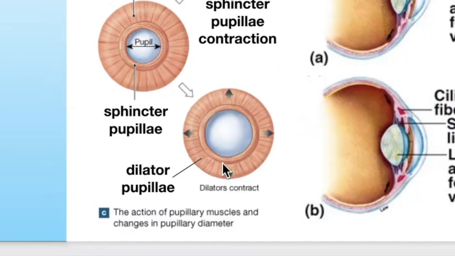There is also a dilator pupillae muscle that surrounds the sphincter pupillae muscle, and this muscle is actually under the control of the sympathetic nervous system. So if the sympathetic nervous system is stimulated, then the pupil dilates because the dilator pupillae muscle contracts.